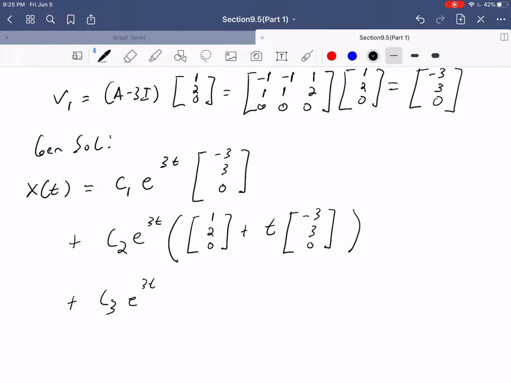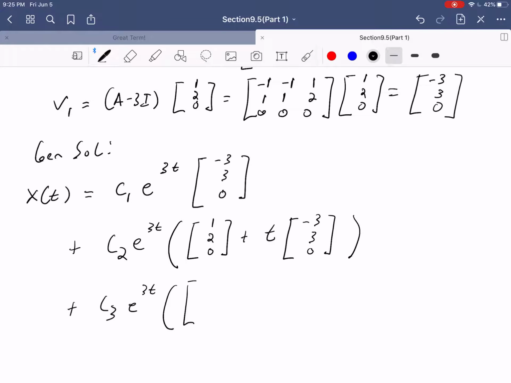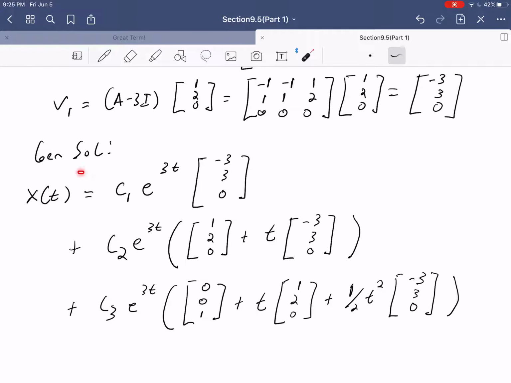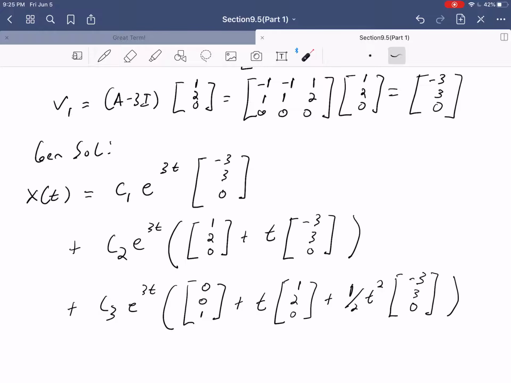C3 e to the 3t. Now we use the order 3, which was 0, 0, 1. So 0, 0, 1 plus t times the order 2, which is 1, 2, 0, plus 1/2 t squared times the order 1, negative 3, 3, 0. And there we go. There's our general solution. Only one linearly independent eigenvector, but we're able to build two more solutions using these generalized eigenvectors.